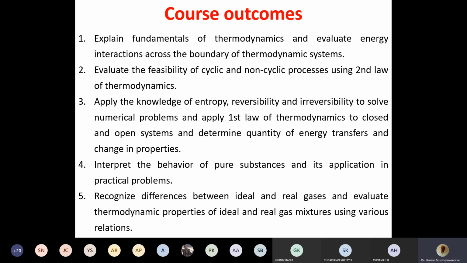So course outcomes, I think I went through it already. These are the course outcomes. At the end of the course, you should be able to do all these things listed here. Some of the things cited here might be very new to you, and you might not have come across them. But certain things like thermodynamics, you know already. First law of thermodynamics, you know. Second law of thermodynamics, you know.